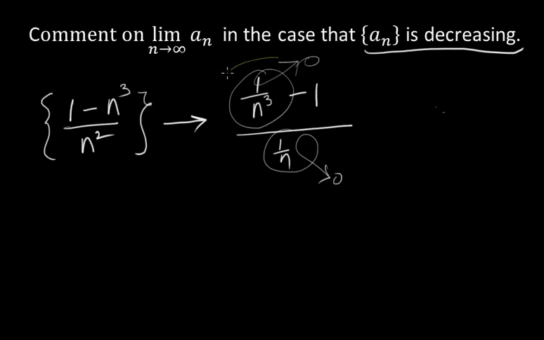So the numerator goes to a constant, negative 1, and the denominator is going to 0. And we said that means it diverges. And in this case, we see it will diverge to negative infinity. The bottom is going to 0 through positive values, and the top is going to negative 1, which is, of course, negative. So it would again diverge to negative infinity. We see another example of a monotonic decreasing sequence that is not bounded below. It must diverge to negative infinity.